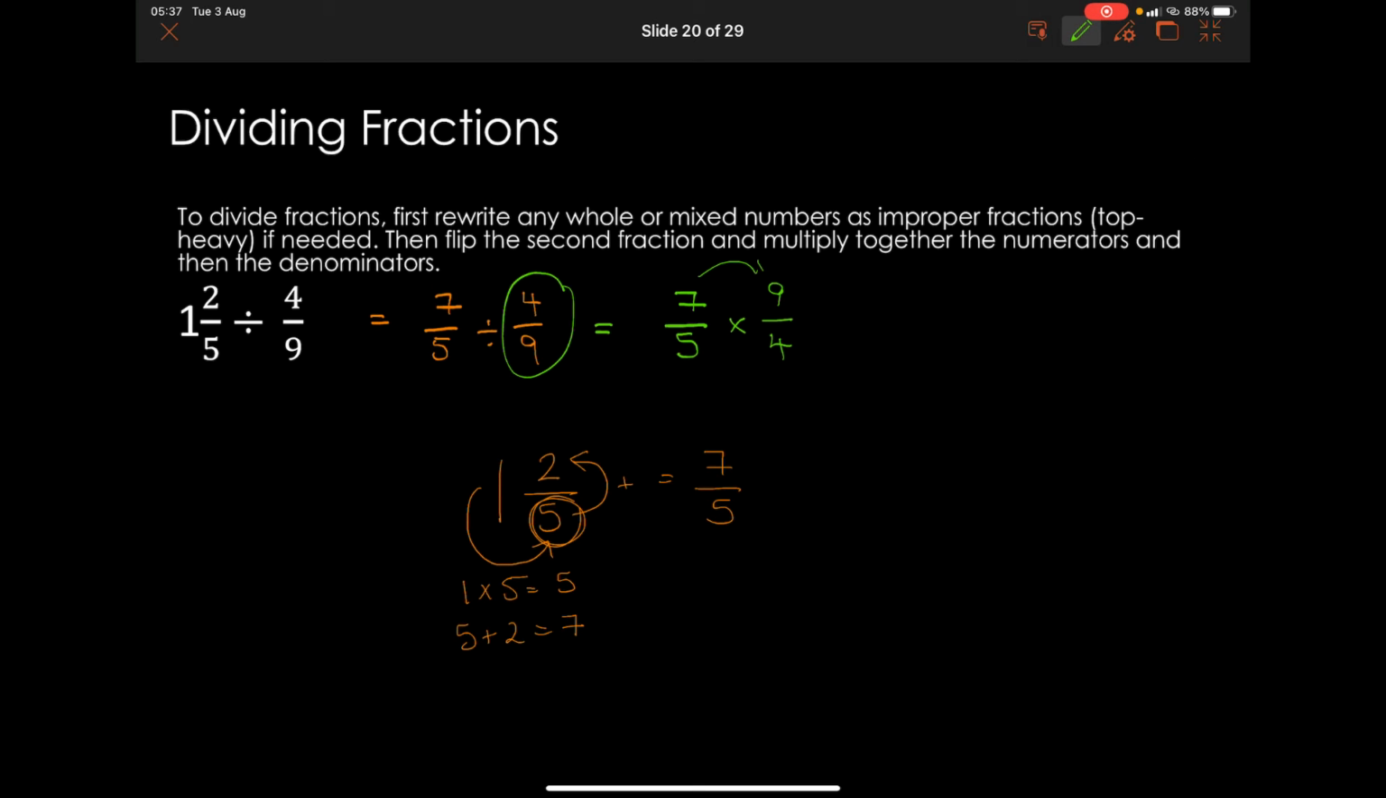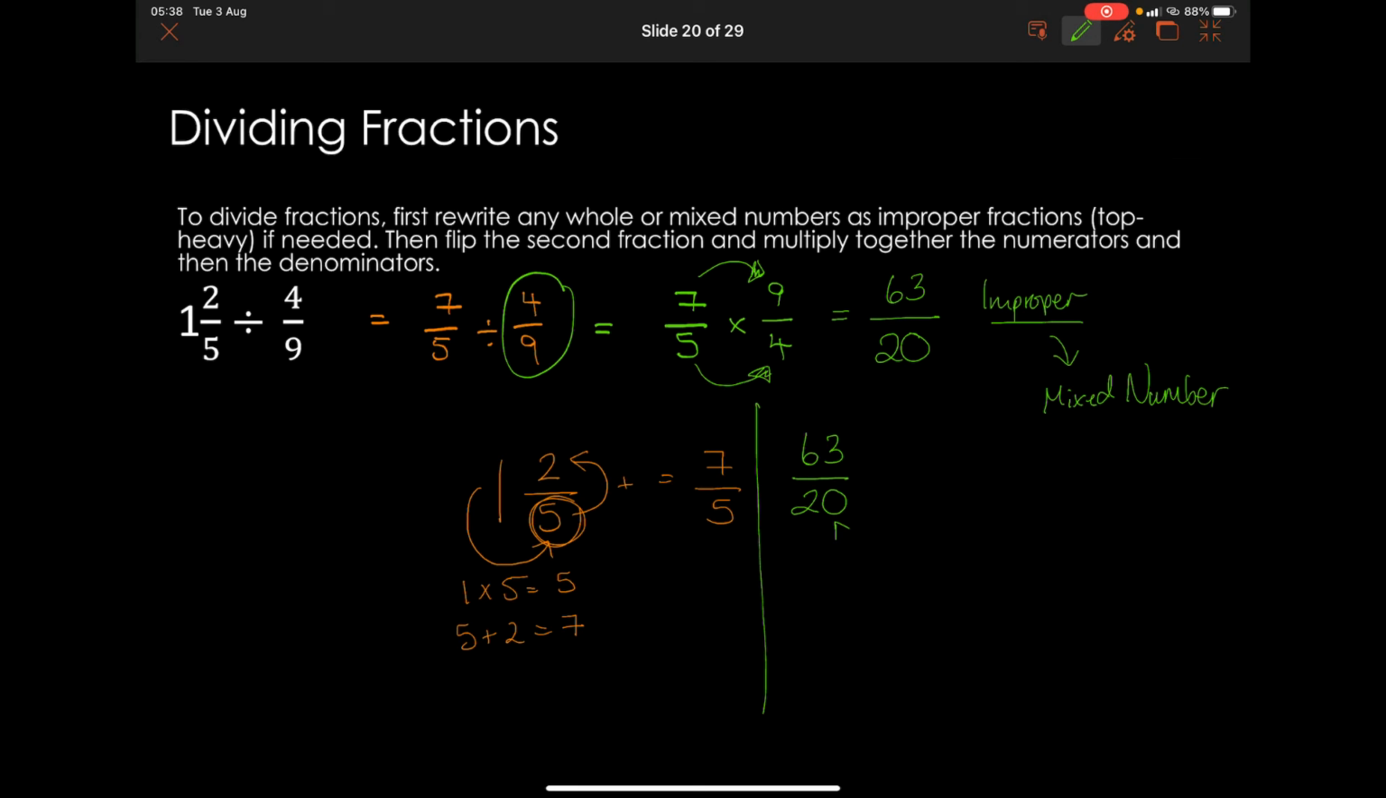We then multiply across. 7 times 9 is 63, and 5 times 4 is 20. Now we've done the multiplication, we've worked it out, but we now have an improper fraction. Because we've got an improper fraction, we need to turn that into a mixed number. And remember from earlier on, the way we do that is, if I put it down here, 63 over 20. How many of these 20s, how many whole ones can I fit into 63?